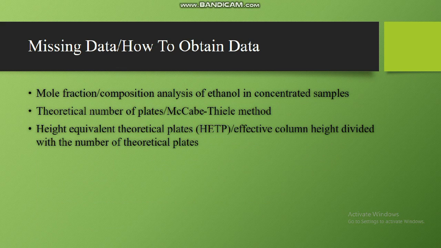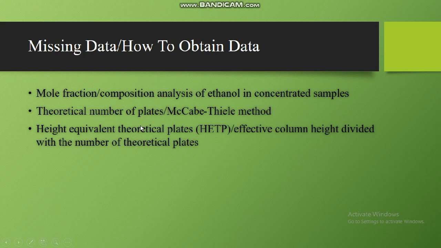Missing data. Missing data are data that are not available from the experiment. So how do we obtain the data? We need to do a calculation. So these are the missing data. For example, mole fraction can be obtained from composition analysis of ethanol in concentrated samples.